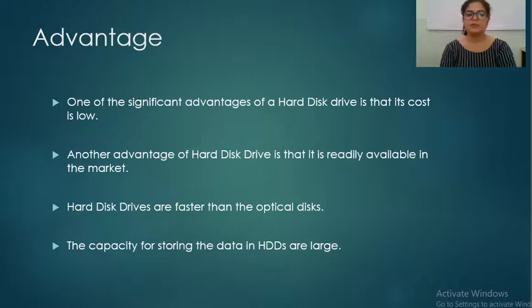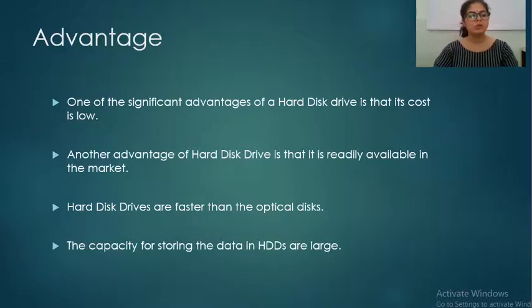Next, hard disk drives are faster than the optical drives. The capacity for storing data in hard disk drives is large. So basically the main factors are its cost, its storage and its speed. So it supports large storage capacity, its cost is less and it offers very high speed. Now that was all about hard disk.